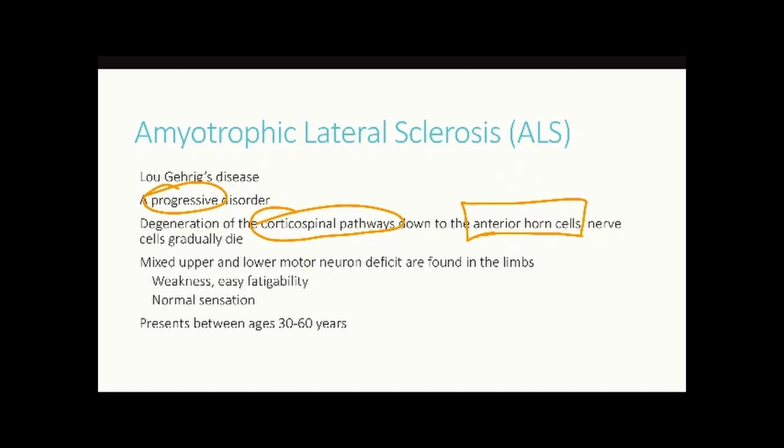So they get a mixed upper and a lower motor neuron deficit. They get a mix. They get upper and lower. Weakness, easy fatigability, normal sensations. All their sensory is fine. This is just a motor problem. And it usually presents between ages 30 and 60 years old.